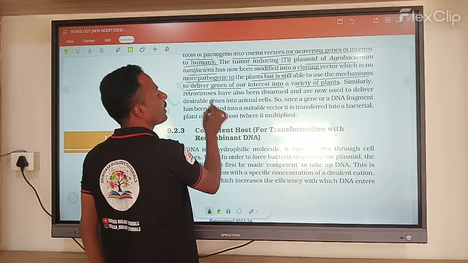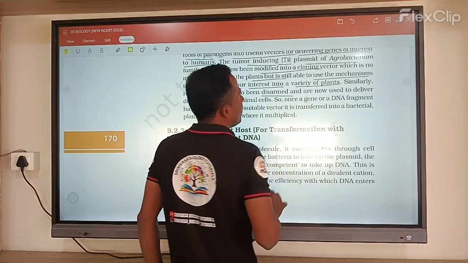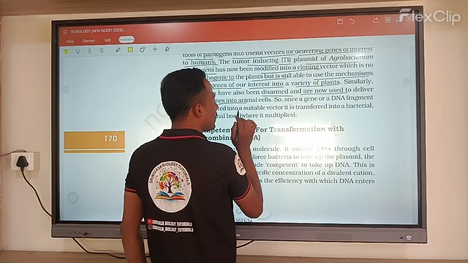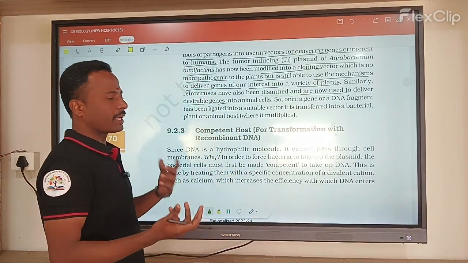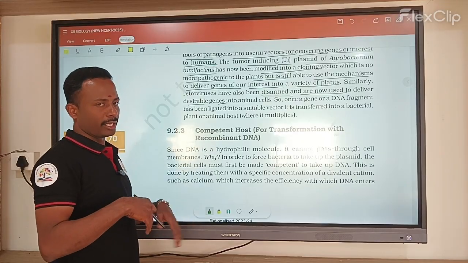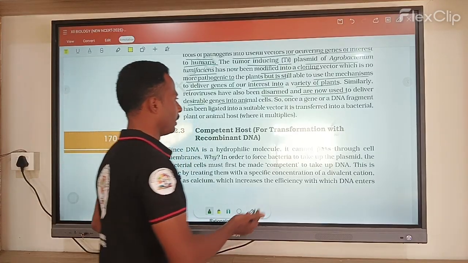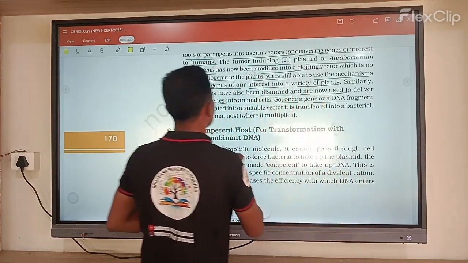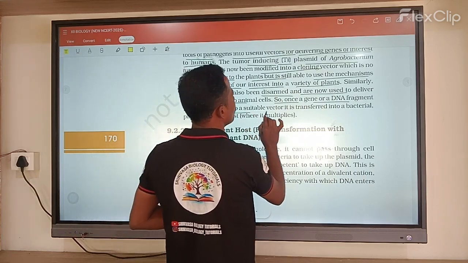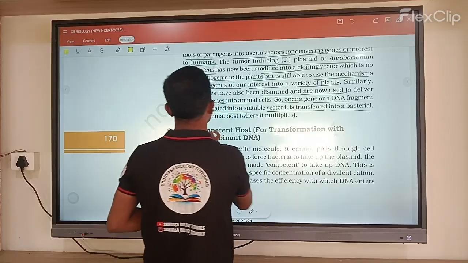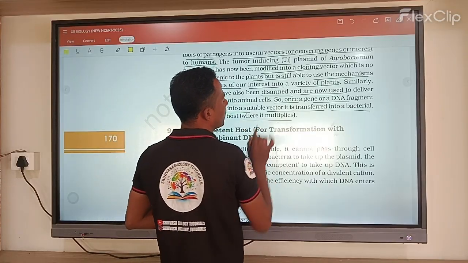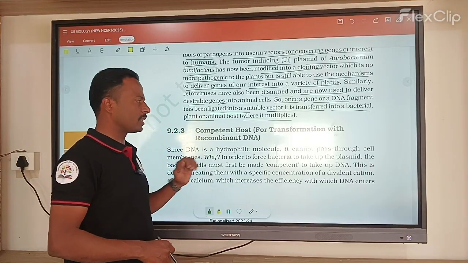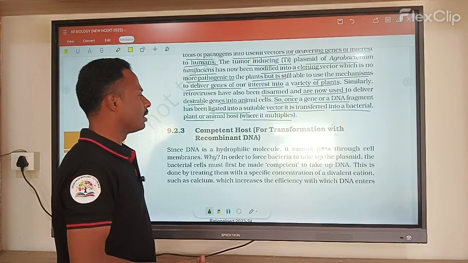Similarly, retroviruses have been disarmed and are now used to deliver desirable genes into animal cells. Just as we introduce genes into plant cells, we also introduce them into animal cells using retroviruses. Once a gene or DNA fragment has been ligated into a suitable vector, it is transferred into a bacterial, plant or animal host where it multiplies. So once the vector is used, it produces multiple copies within a short period. These are the vectors.